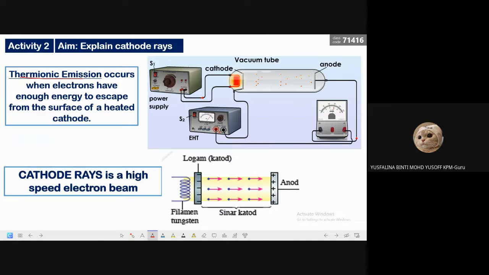Okay, so thermionic emission occurs when electrons have enough energy to escape from the surface of a heated cathode. So they must have enough energy to escape, and where they get the energy is from the electrical energy. And the cathode ray is a high speed electron beam, so it's very high speed. We call the electron flowing from the cathode to the anode the cathode rays, which is a high speed electron beam.